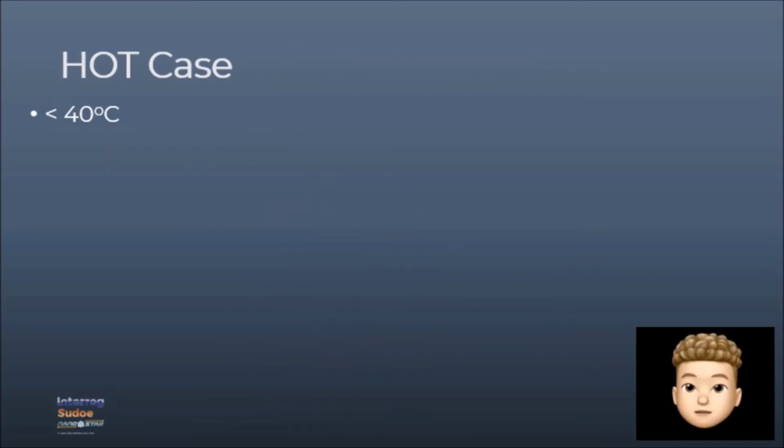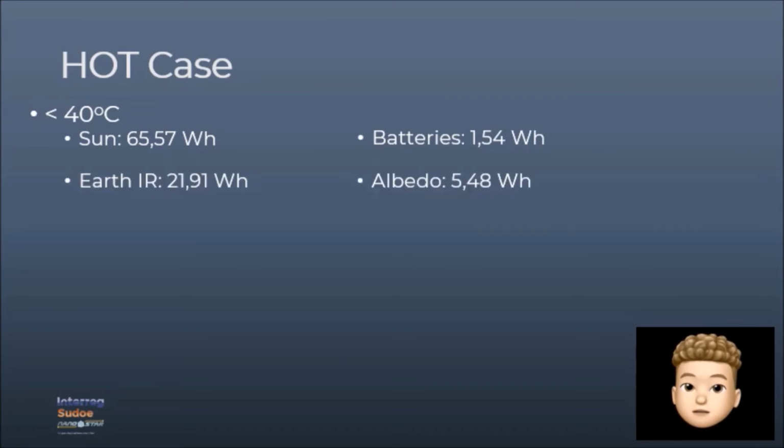In the nominal case, being at sunlight, the temperature must be under 40 degrees. In this case, heat comes from sun, batteries, Earth in infrared, and albedo. First two sources were easy to calculate as they are fixed numbers. The heat from sun was calculated considering the 6-unit phase that points it perpendicularly, and heat from batteries was calculated from their dissipation when they are charging.